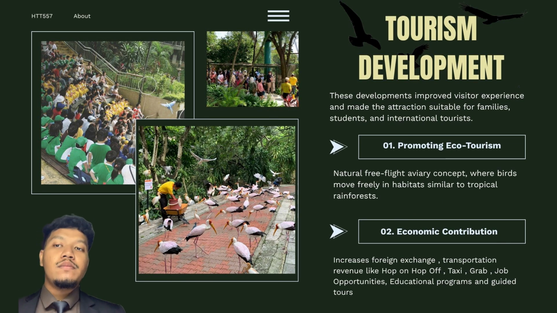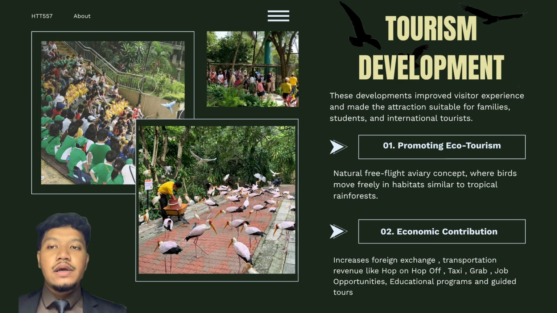Kuala Lumpur Bird Park promotes ecotourism through its free flight aviary concept, where birds live and fly freely in a natural rainforest-like environment. This helps visitors experience nature more closely while increasing awareness about wildlife conservation. Secondly, which is economic contribution.